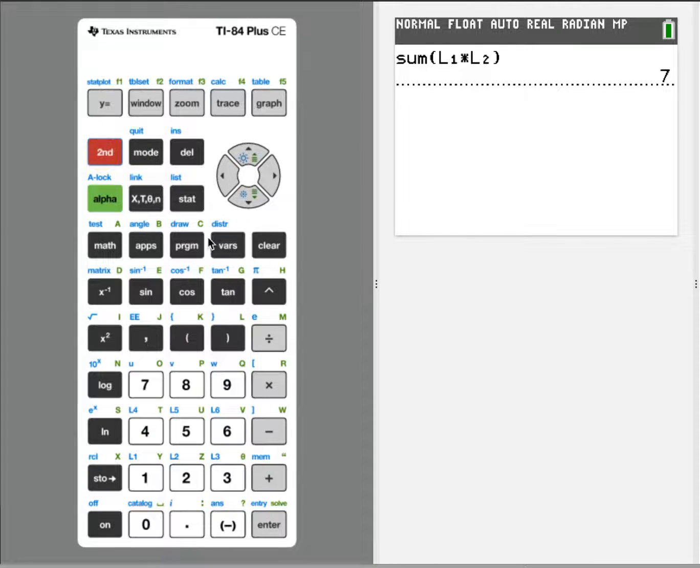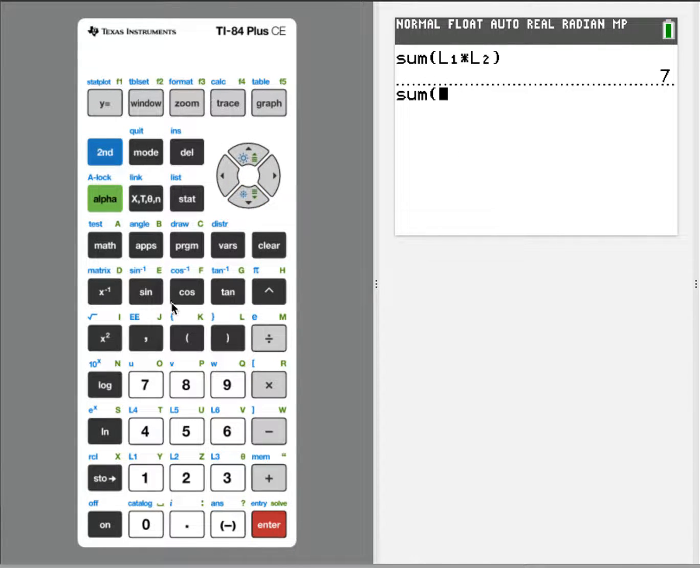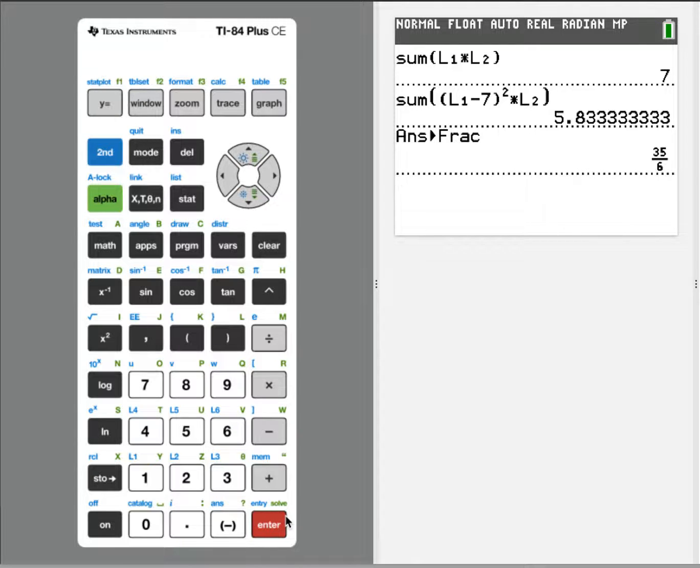Then to calculate the variance using the definition formula, we calculate the sum of list 1 minus the mean, quantity squared, times the corresponding values of the PMF, which are list 2. And so we get 5.83333 and so forth. I can convert that to a fraction if we want to see the fraction. So 35 over 6.